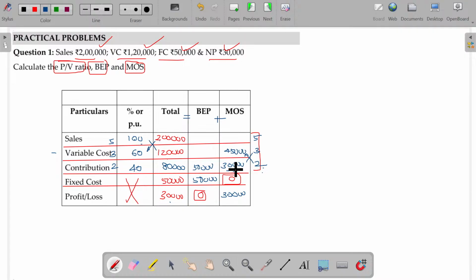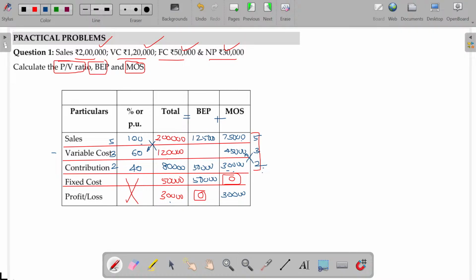From the sales, variable cost is subtracted to get the contribution. By the reverse calculation, to the 30,000 you have to add the 45,000. So 75,000 will be the sales. Is that okay? From the 2 lakhs, if I subtract 75,000, 1,25,000 will be your BEP.